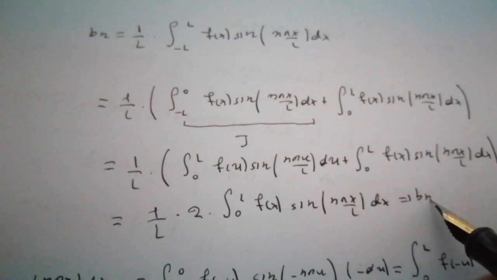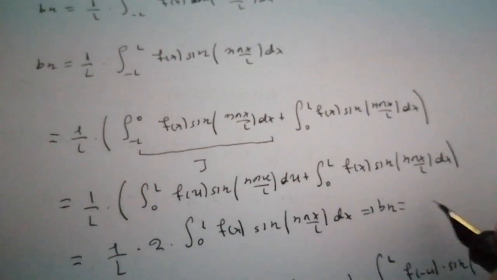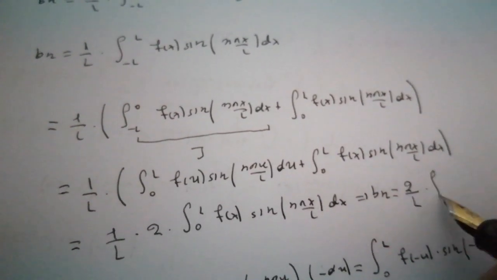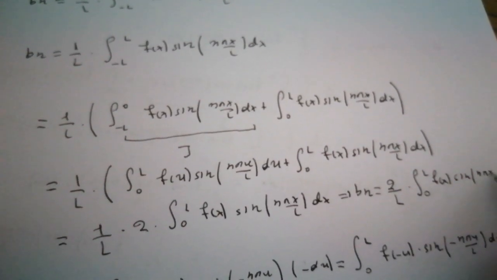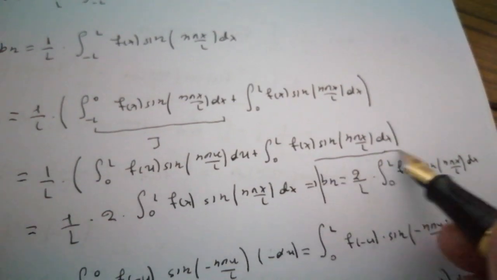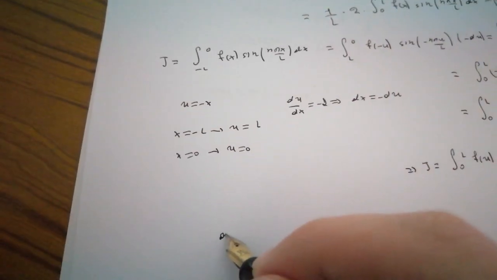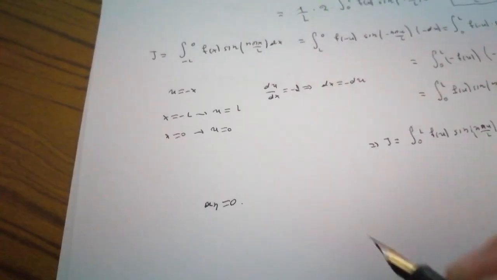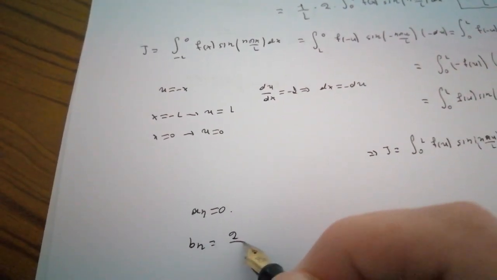Therefore, let's put the b coefficients bn inside a box. Now in order to sum up, the coefficients an are equal to 0, and the coefficients bn are given by this formula.